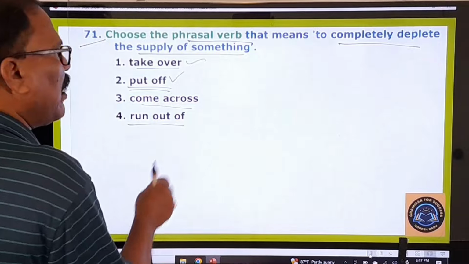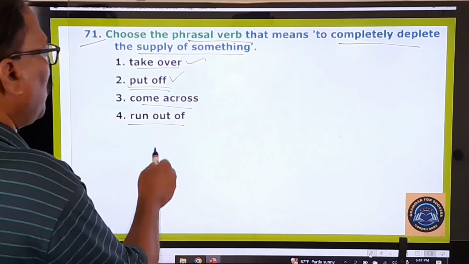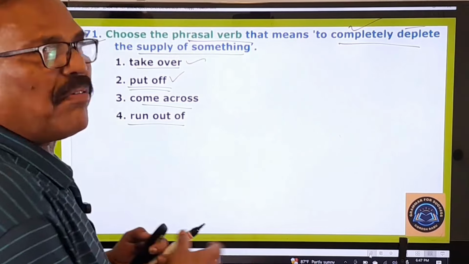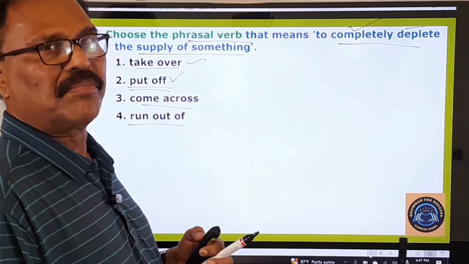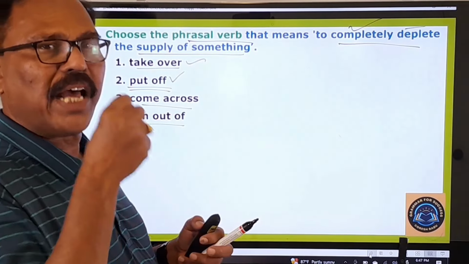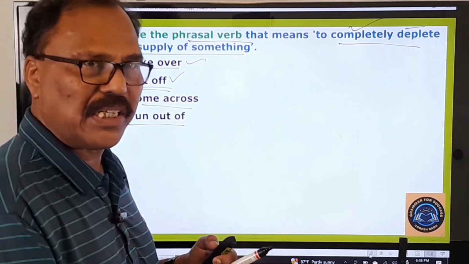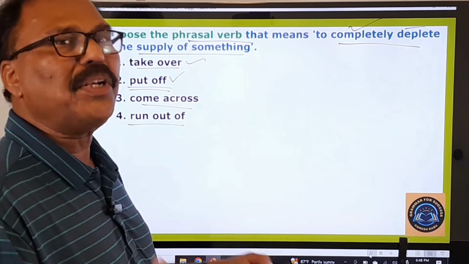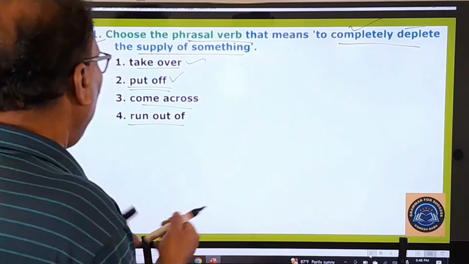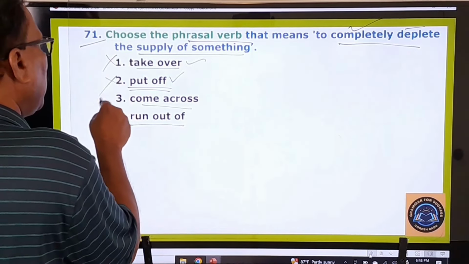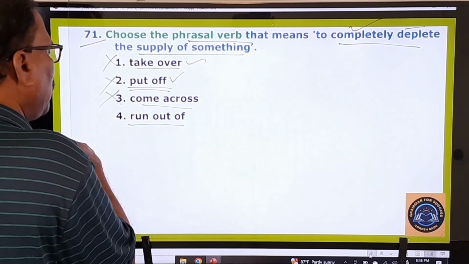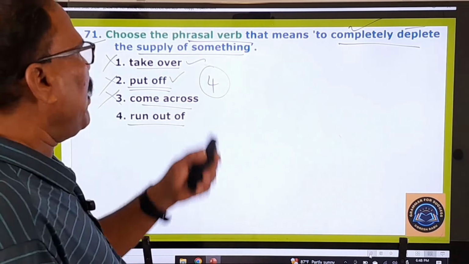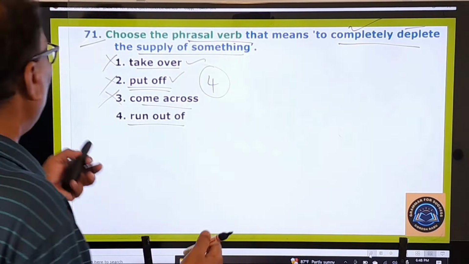Run out of means to become empty. Run out means what? To completely deplete the supply of something. So we have run out of rice. We are running out of time. We are running out of groceries. Running out means, something like that in Telugu we say. And here the first one is not the correct one, second one not the correct one, third one is not the correct one, and the fourth one is the only right one. That means to completely deplete the supply of something. You go to the next question.